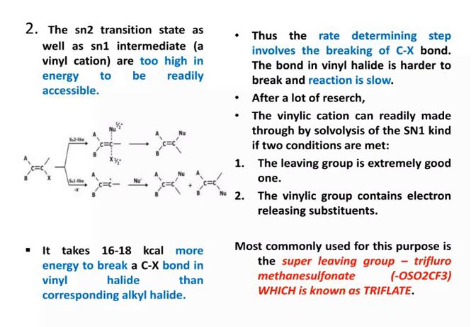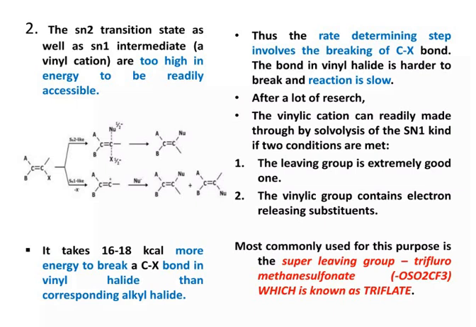It takes 16 to 18 kilocalories more energy to break the C-X bond in the vinyl halide than the corresponding alkyl halide. Thus, the rate determining step involves breaking of the C-X bond, which in vinyl halide is harder to break, so the reaction is slow.